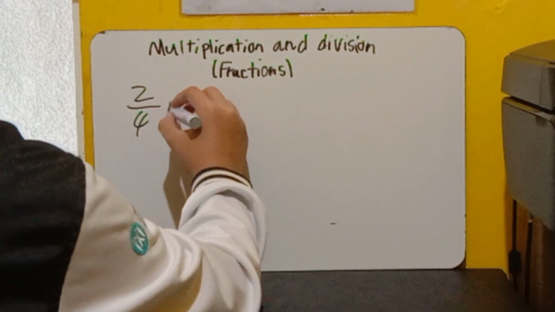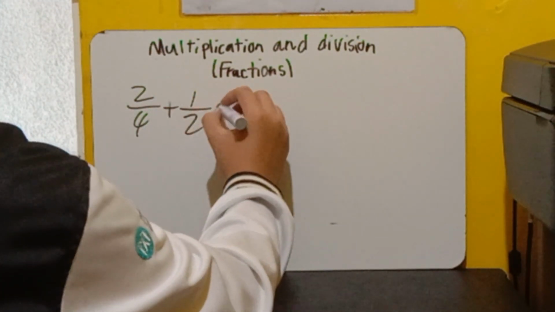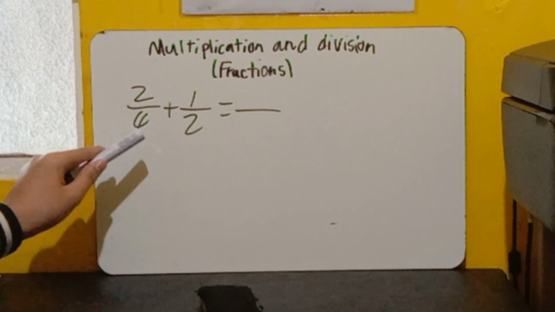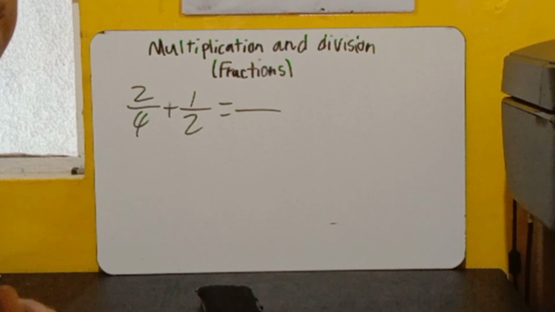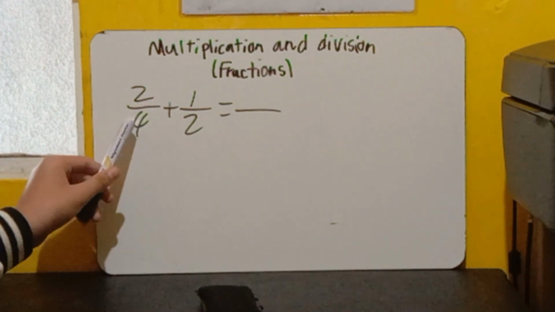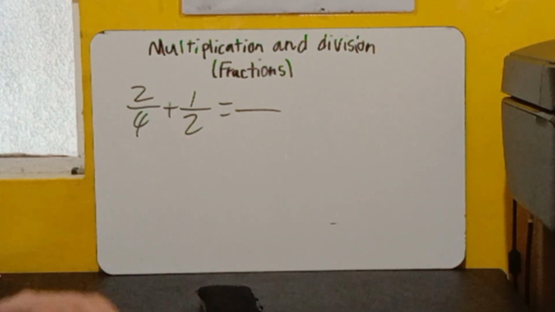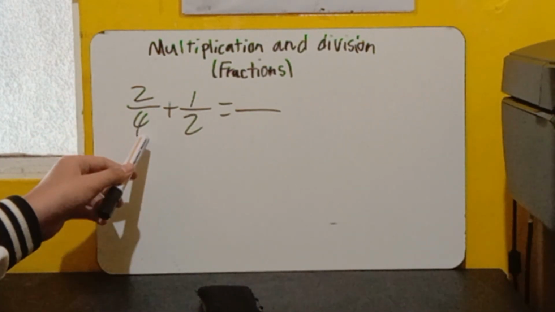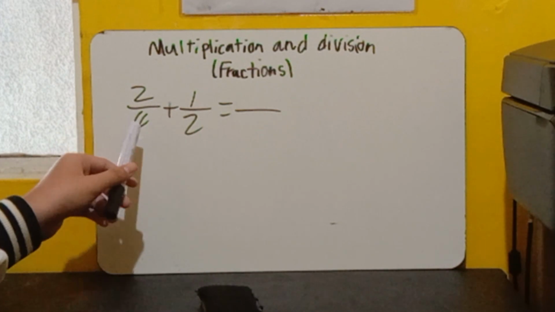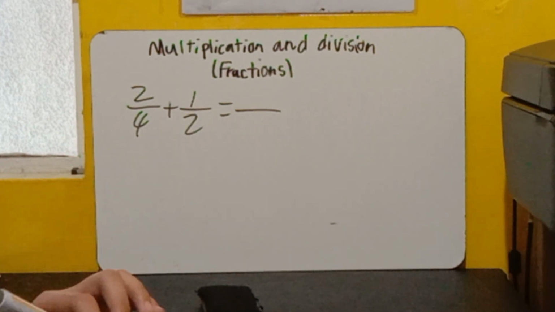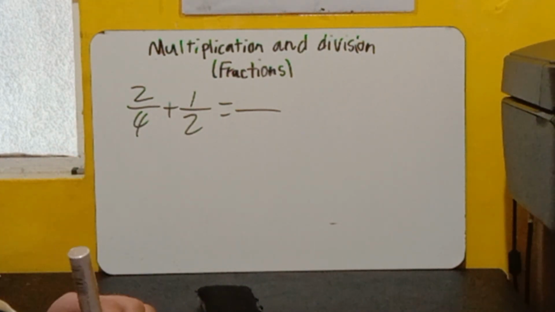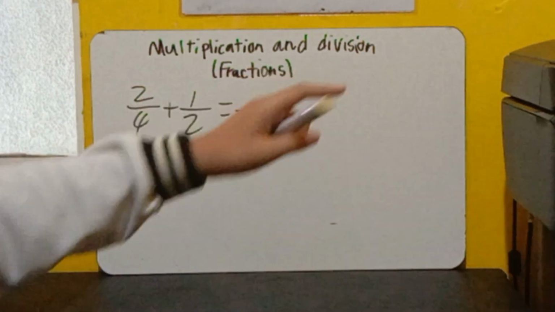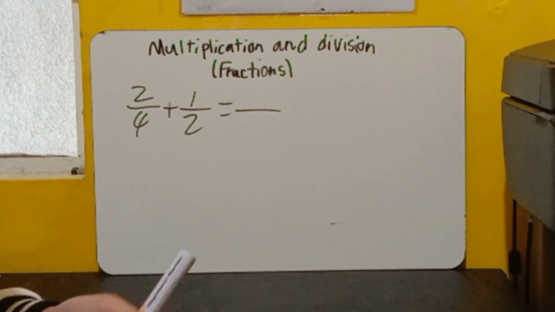So if you have a problem of 2/4 plus 1/2, what you do here is you find the least common denominator of 4 and 2, right? Because they're not like terms. We need to convert them to like terms, and to do that, you have to find the least common denominator, and once they are like terms, you can now solve them. But in multiplication and division, they're different. They're actually easier.